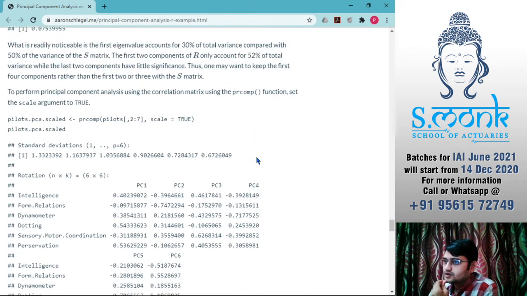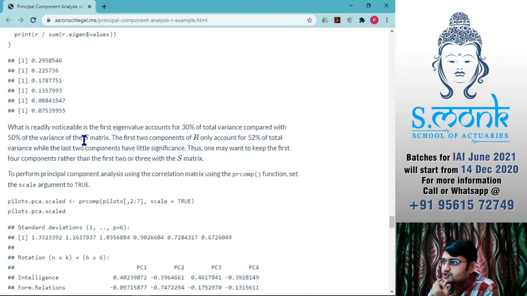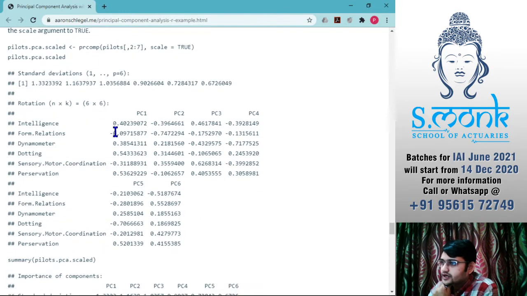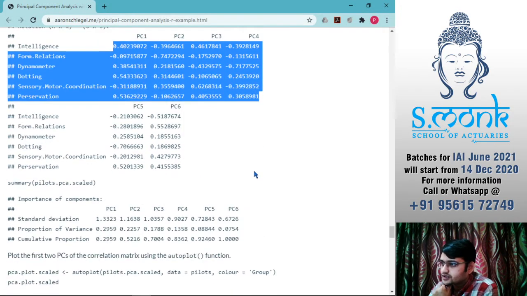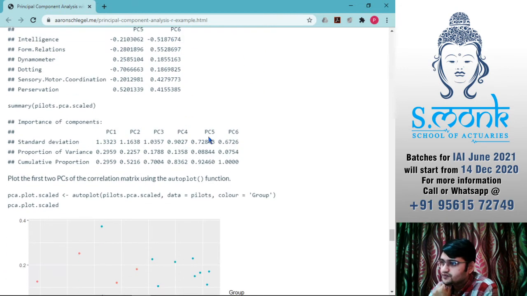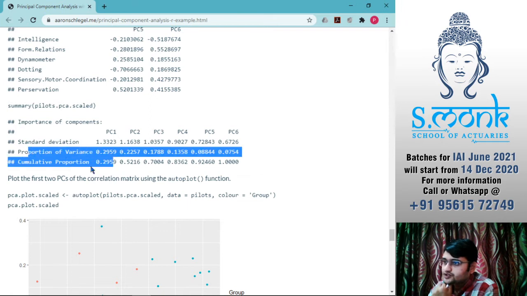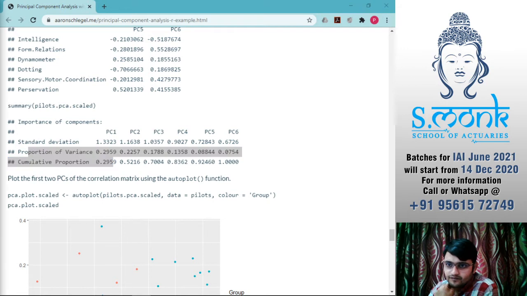If you directly use prcomp, you are going to get the principal components. These are all vectors, actually eigenvectors. And if you use summary, you will get the proportion of variance. These are the two things that are important.